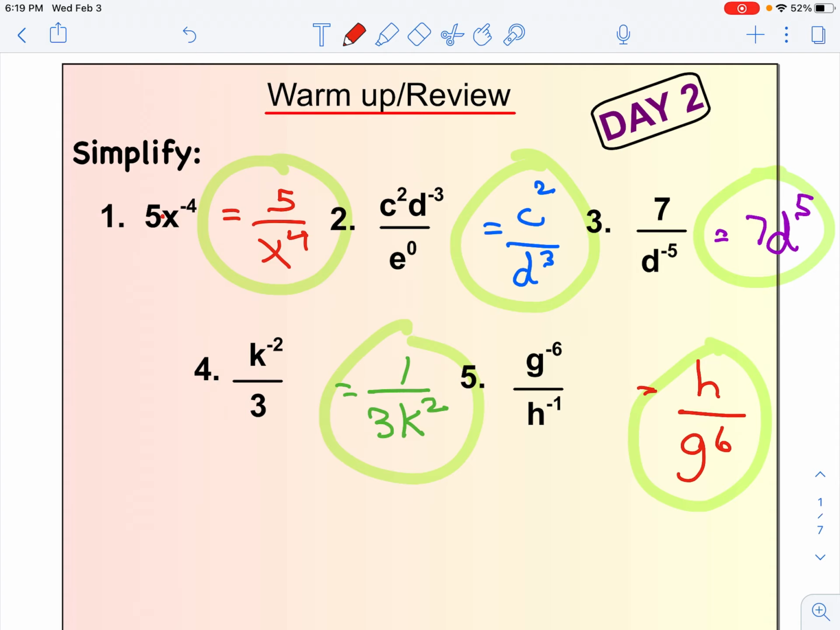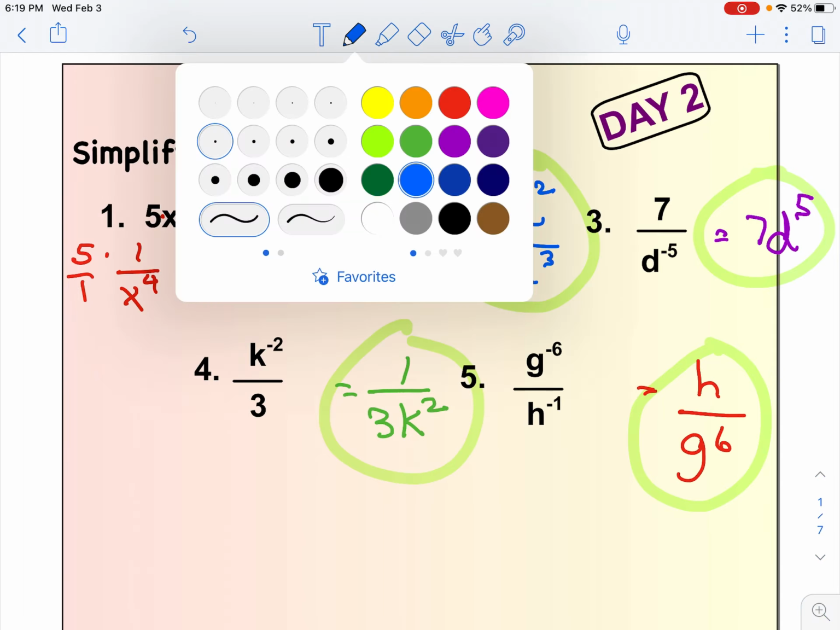So question number 1 is 5 times x to the negative 4, which would be 5 times 1 over x to the fourth. Again, putting a 1 under that, 1 times 5 is 5, and 1 times x to the fourth is x to the fourth. The second question, again, these are all multiplied. Remember, e to the 0 power is just 1, so we don't need to worry about that anymore. So then we end up with c to the second times 1 over d to the third. Again, putting a 1 under that, multiplying the fractions, you get c to the second over d to the third.